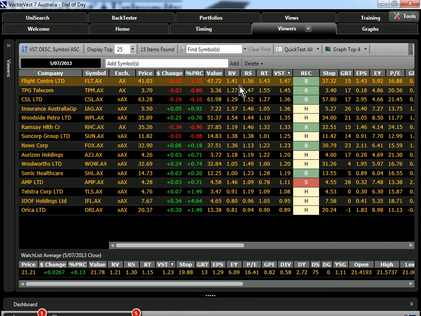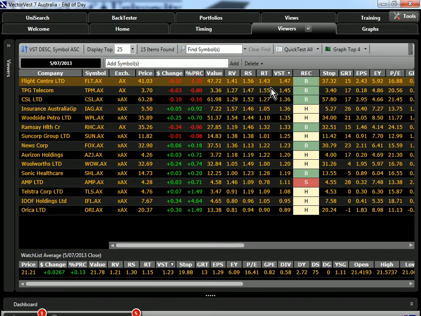I've already talked about relative value and relative safety. Remember, they're fundamental indicators. So with an RV of 1.41, we feel that Flight Center is likely to outperform a safer investment in a AAA rated bond by 41% over the next 1 to 3 years. Relative safety is outstanding at 1.56. So by looking at these two indicators, we know that this company is fundamentally very sound.